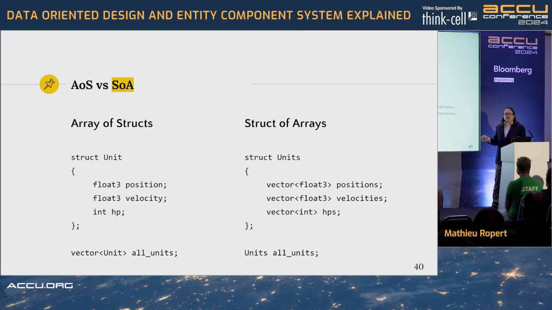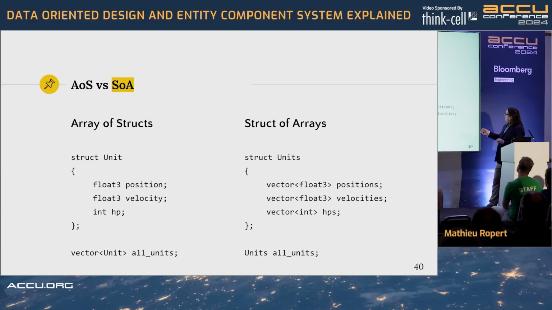That's what we're taught in school. That's the most classic way. And to be fair, that's not a bad way of thinking, right? It's very easy to reason about. It's very explicit in the relationships between the unit and its members. It's a unit. It has a position, a velocity, and an HP. Sadly, it's not that great for cache, and we will spend the next 50 slides explaining why.